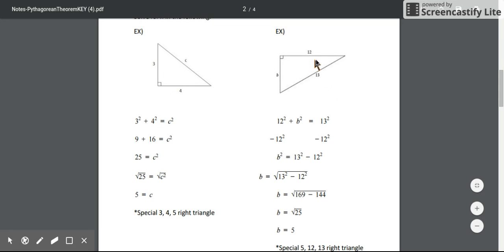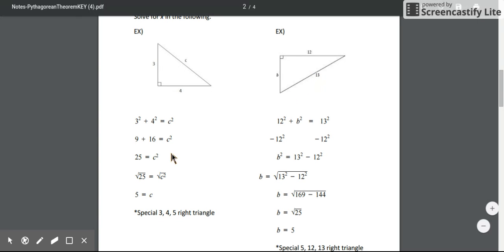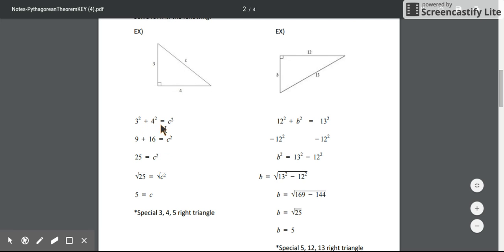Let's do another example here. This time we're missing a leg value, or leg length. So I'm going to say 12 squared plus b squared is equal to 13 squared. And so we could do the same process we did over here. We could simplify first, then move things around. But I'm going to show you how to do it another way.